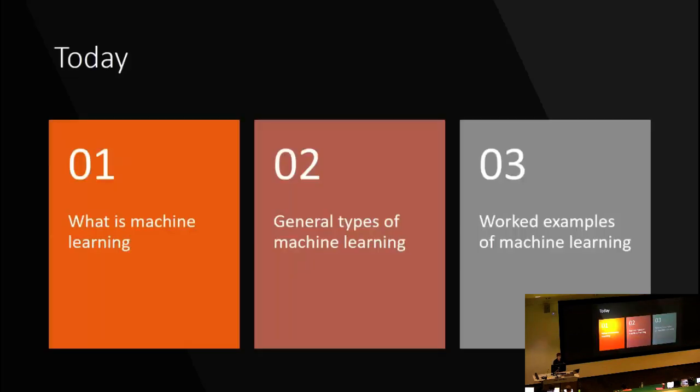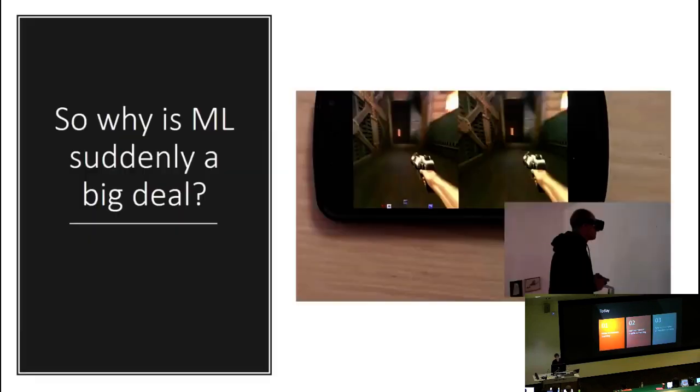And so today we're going to talk about what machine learning is, general types of machine learning, and then a couple of worked examples of it in use, so you can sort of see its strengths and its weaknesses. I want this to give you an idea, so when you read a paper in a cardiology journal about machine learning, you can understand what they're talking about, even if you couldn't do it yourself.